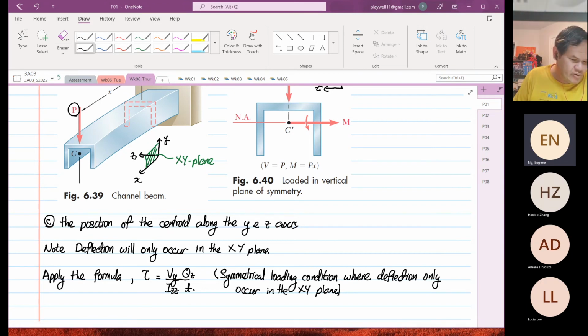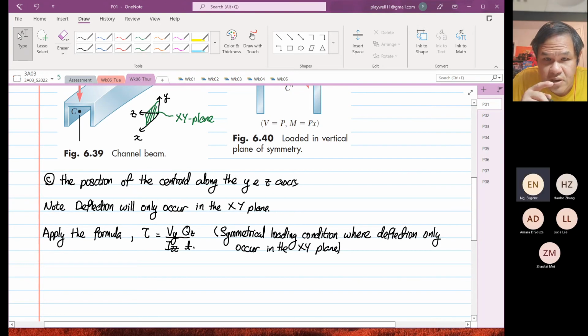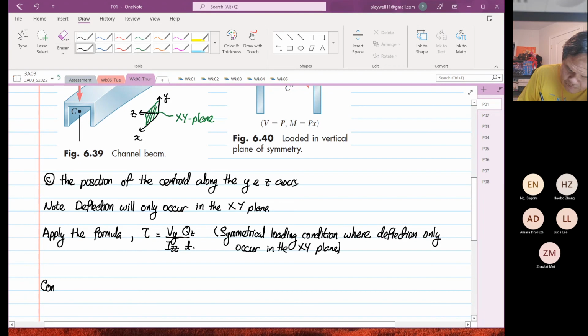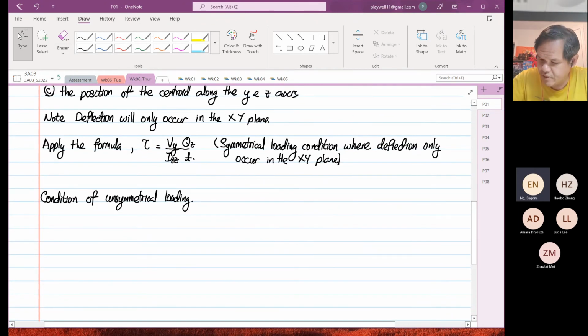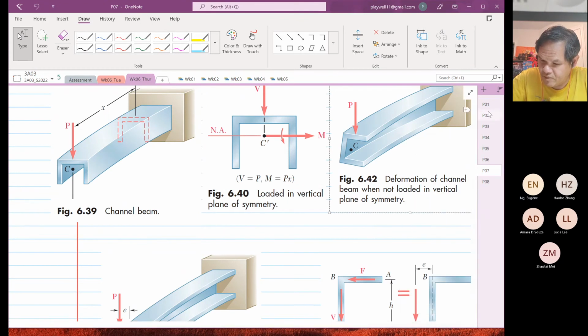Now the next thing that we're going to look at is unsymmetrical. Any questions so far? You are okay? Okay, I don't hear any question. Then we look at the condition of unsymmetrical loading. So again, I'm going to get the diagrams or the figures.